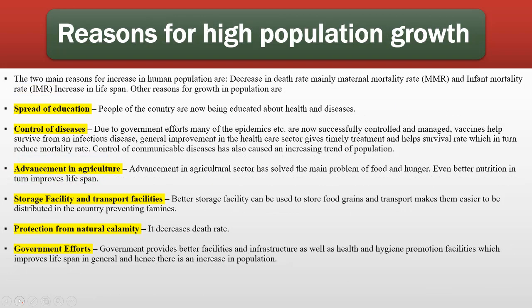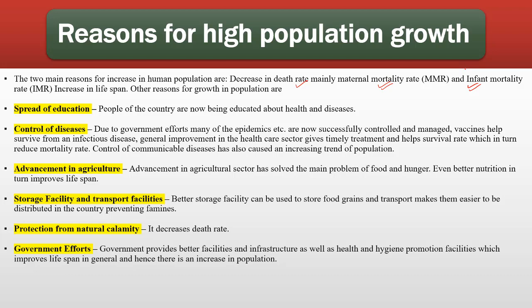Reasons for high population growth. The two main reasons for increase in human population are decrease in death rate because of personal sanitation management, then good medicinal facilities. Okay, mainly the maternal mortality rate. Maternal mortality rate means the mortality rate concerned with the pregnant lady, okay, the mother. And the infantile mortality rate means below 1 year. The age group of newly born individual below 1 year is known as what? Infant. Okay, so the infantile mortality rate. Increase in lifespan. Okay, increase in lifespan.